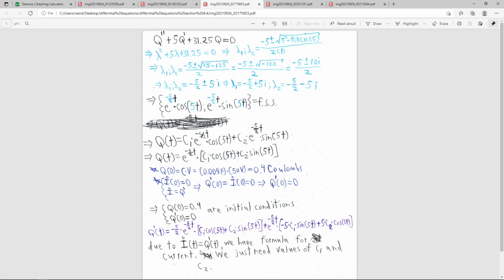And due to I at t equals Q prime of t, we have a formula for current. We just need values of C1 and C2. So this Q prime of t is also equal to I at t. So we got our current formula and can graph it once we solve for C1 and C2. But yeah, that's all you have to do here.